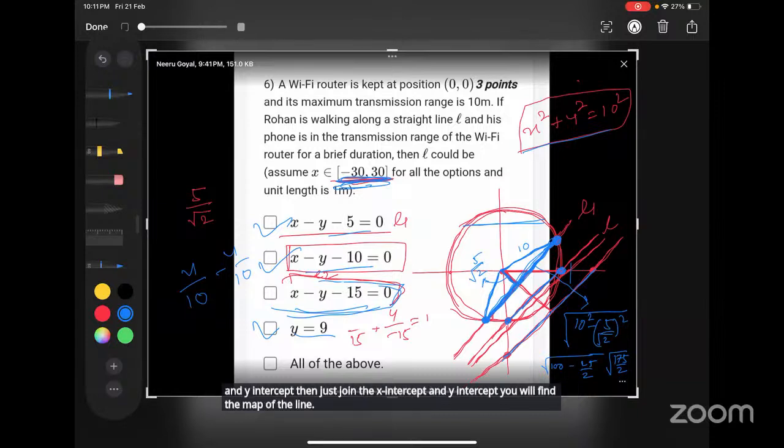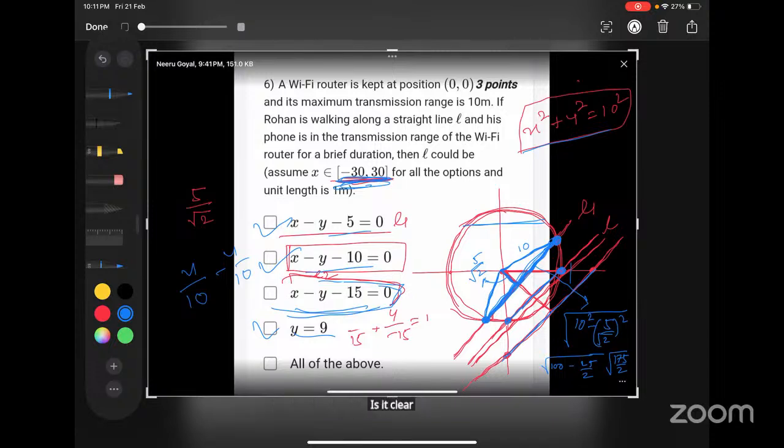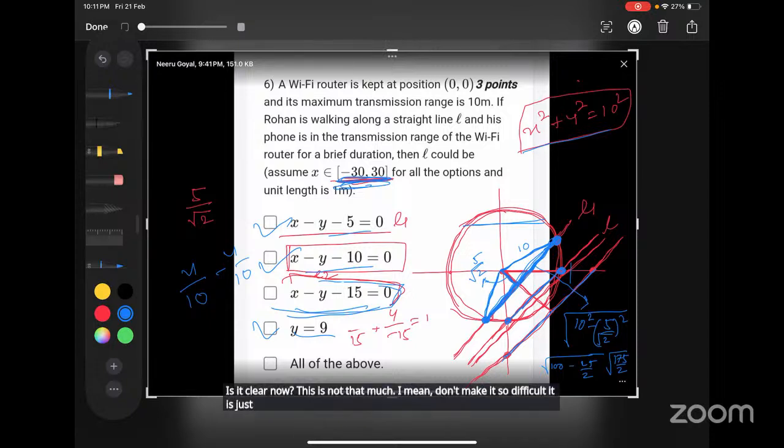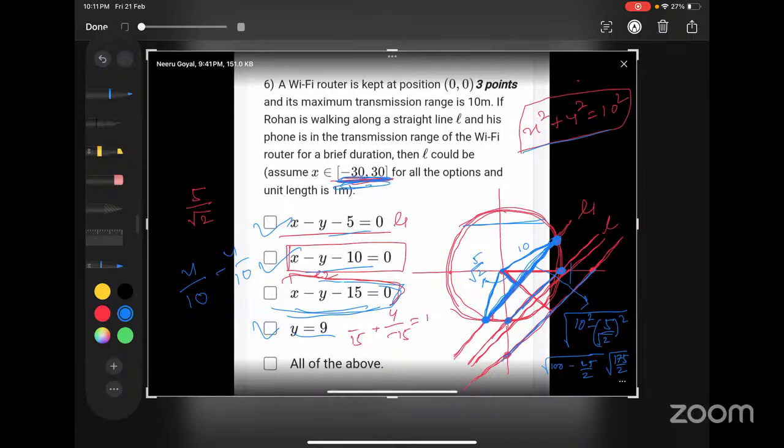Okay, ma'am. Is it clear now? Yes, ma'am. You don't need to make it so difficult. It is just simply taking the line which has at least some portion inside the circle. Okay.